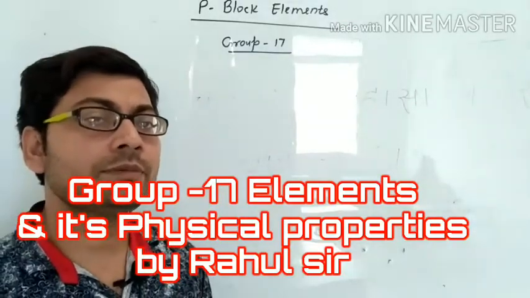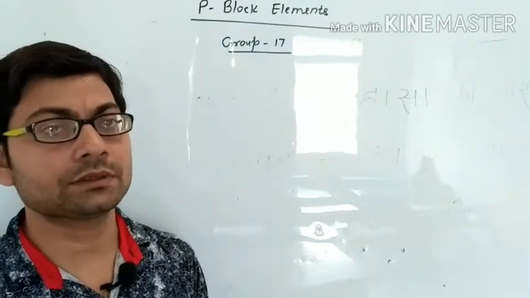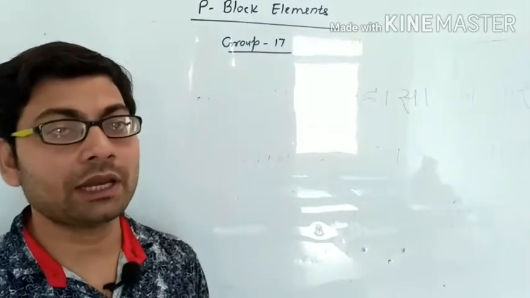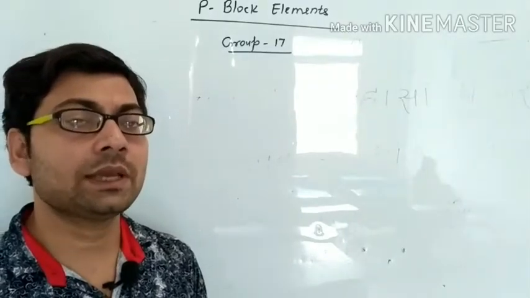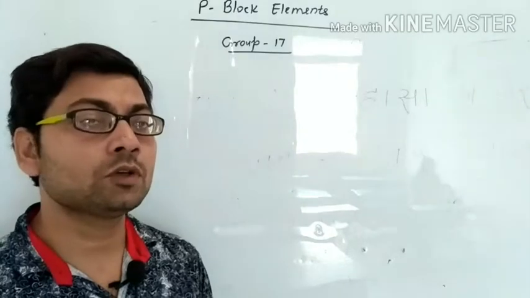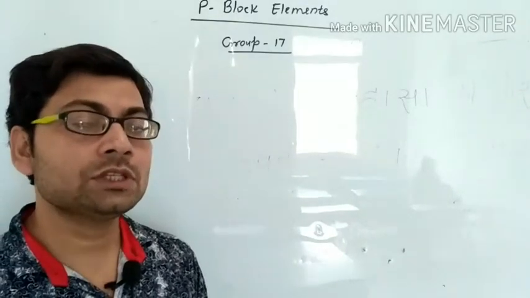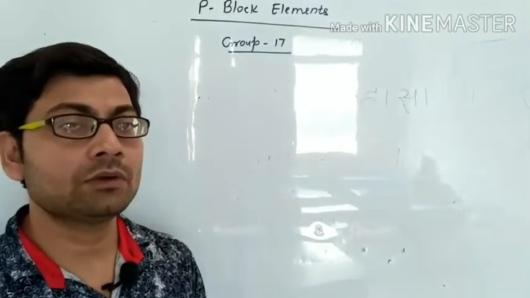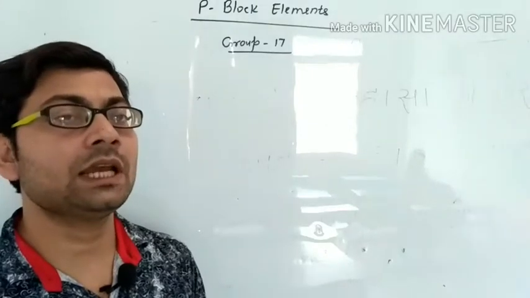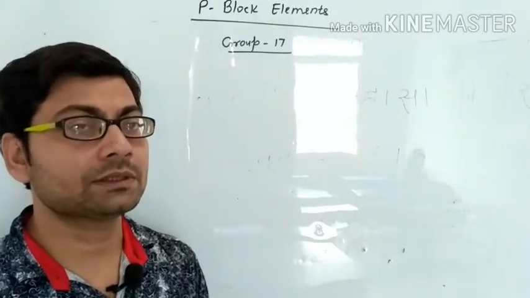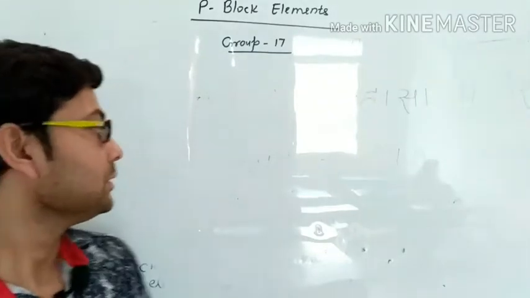Today I will describe the group 17 elements as well as their physical properties, which is part of the p-block elements. As you know, in the previous video we described the chemical properties of the group 16 elements. Now this time I will describe the group 17 elements. As you know, group 17 contains 5 elements. Let's see which elements are in group 17.